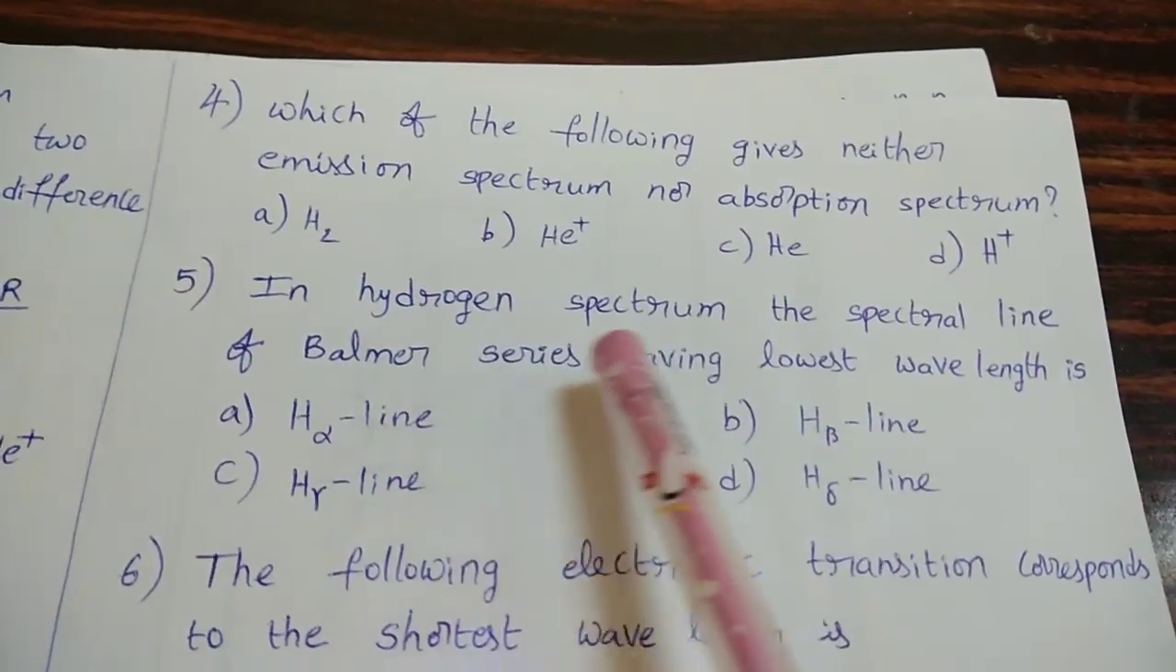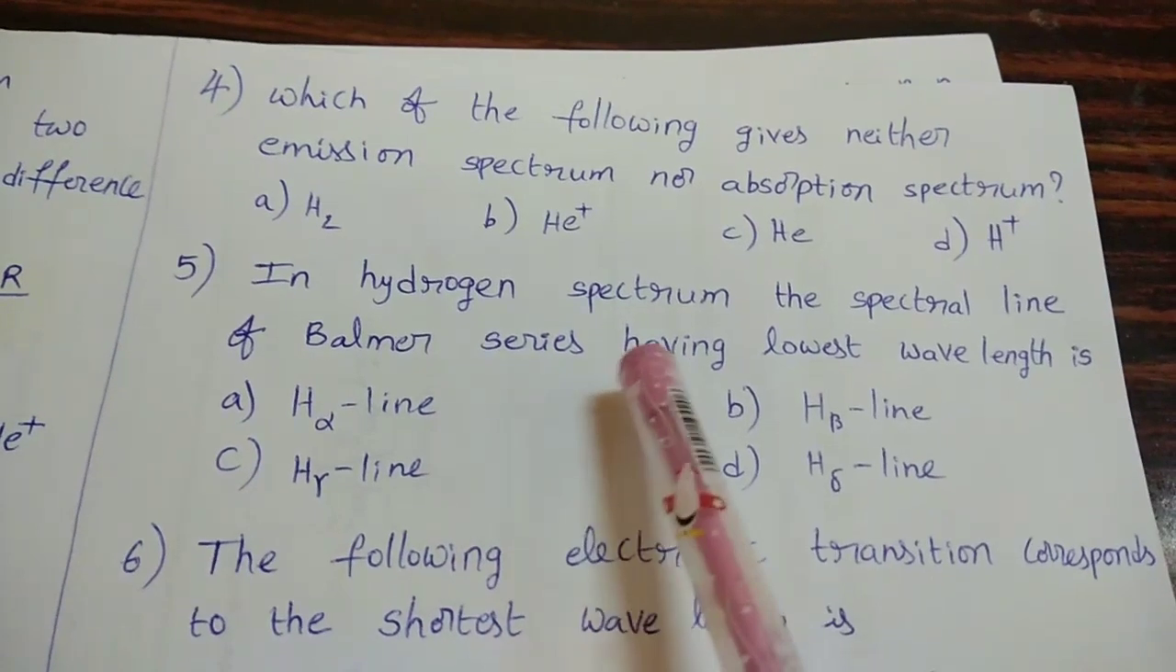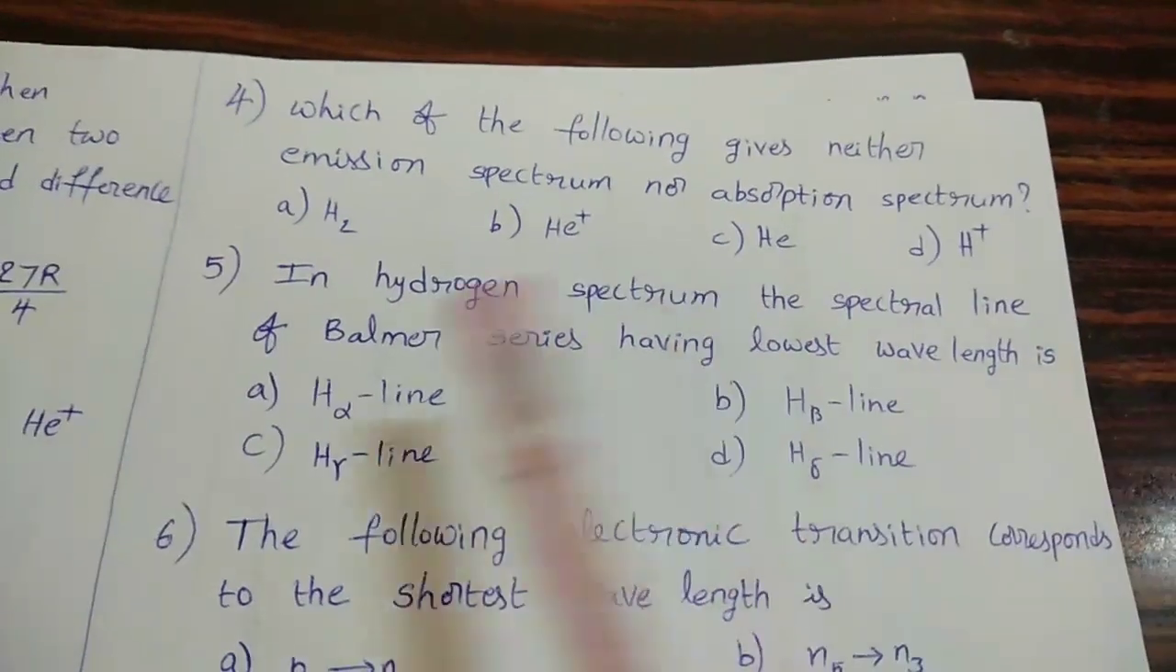Next, in hydrogen spectrum, the spectral line of Balmer series having lowest wavelength. Balmer series, what is N1 value? Electron transition takes place.